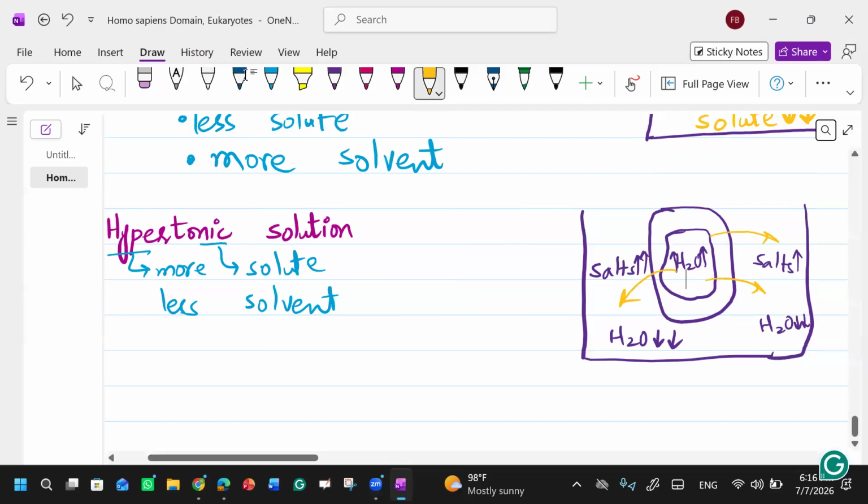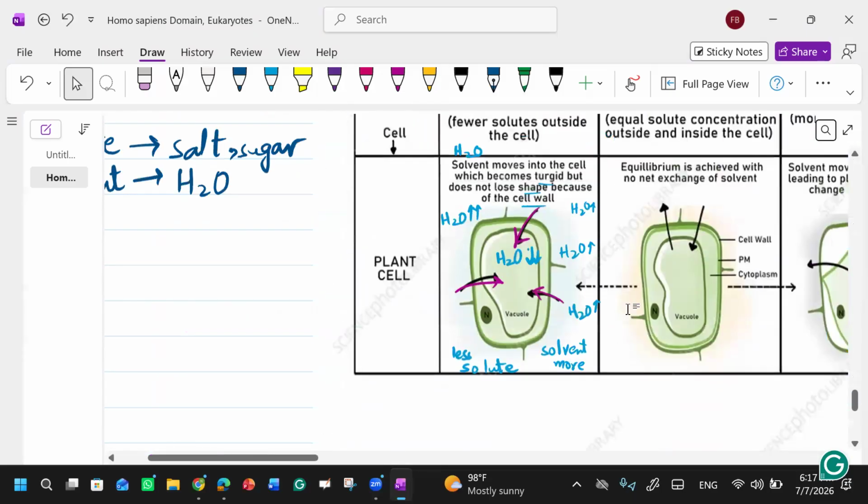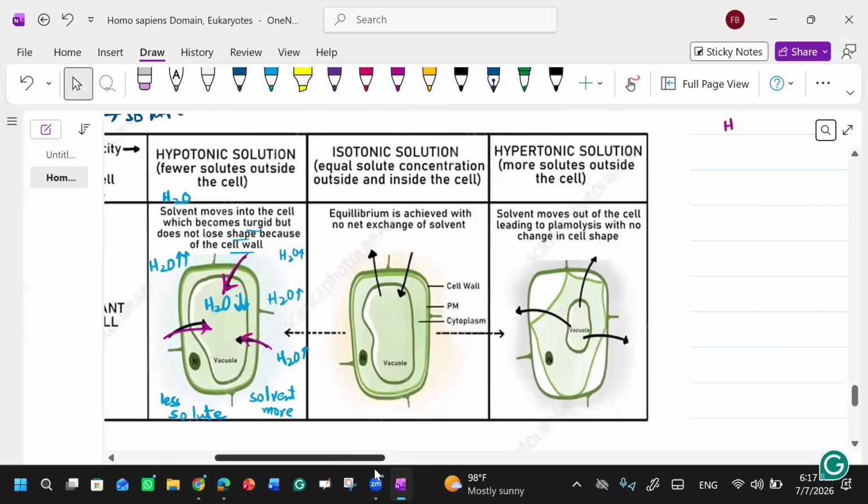Just by this terminology, hypertonic solution, I got the idea of what will happen with the cell, okay? So you must know these terminologies. These are very important, okay? And mention these in your notes. Hypertonic solution means more solutes are there outside the cell. Clear? It means there is less water outside, and when there is less water outside, what will be the direction of water particles? From the inside to the outside.